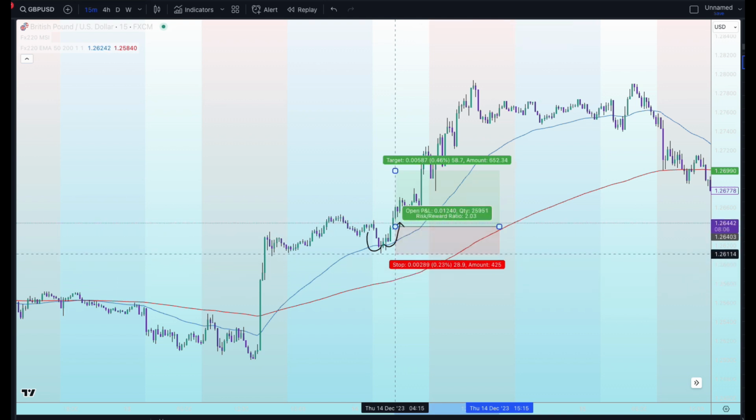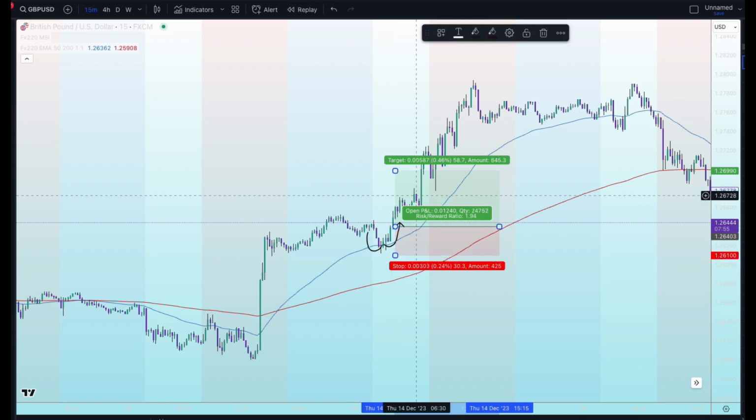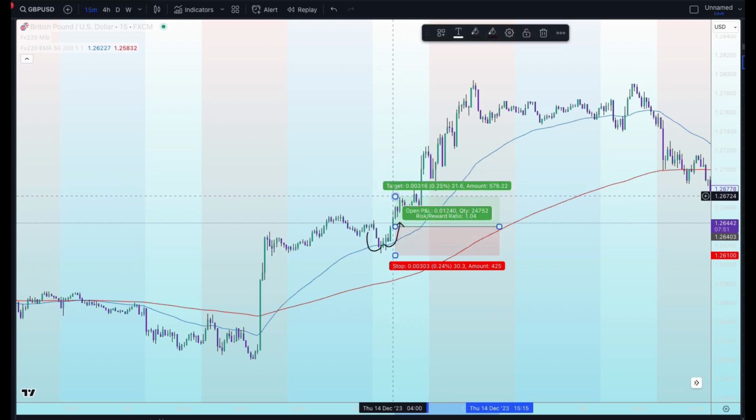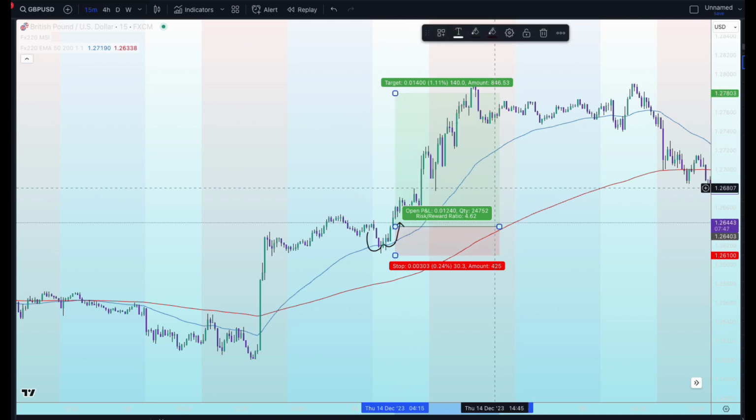You could either go at the low of the setup. Sometimes I try to go even a little lower, closer to the EMAs. Well, let's say 30 pips. You can go for a 1-to-1, 30 pips, or go for more. You can see a 1-to-4 risk reward.